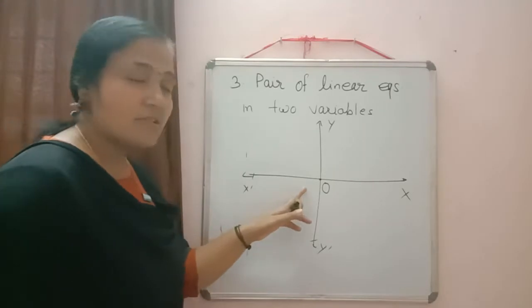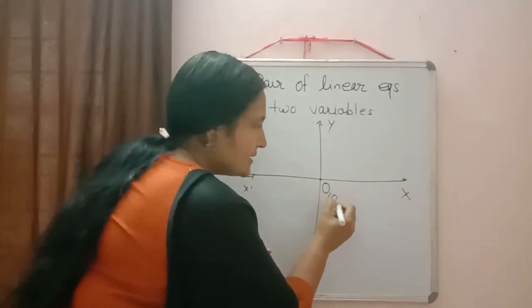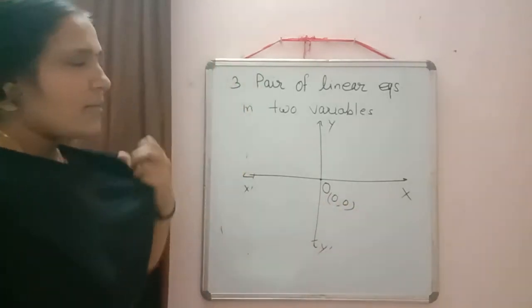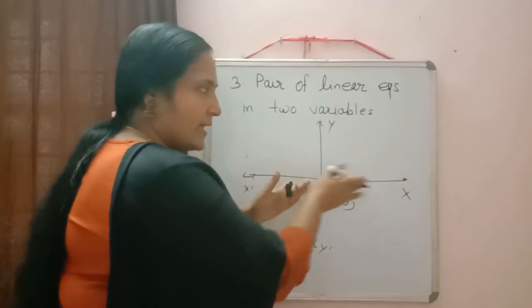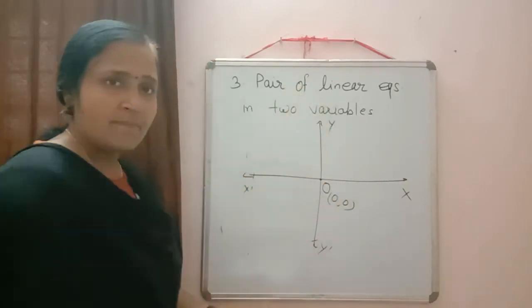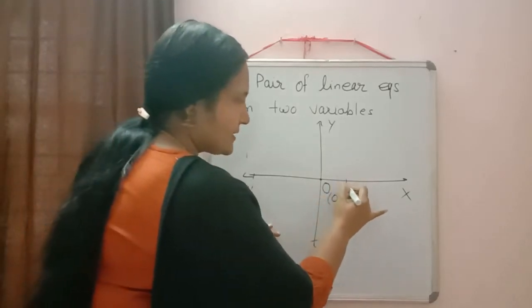Can you tell me what was the coordinate of origin? Yes, the coordinate is (0, 0). (0, 0) means at present we haven't moved anywhere, neither along x-axis nor along y-axis. Now just some examples of how we are plotting the points.